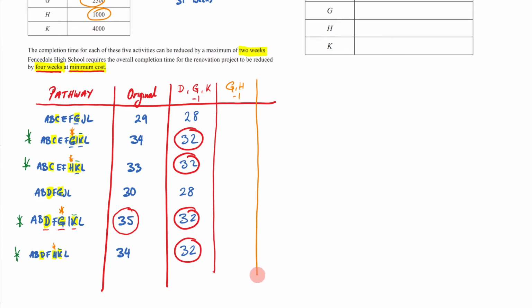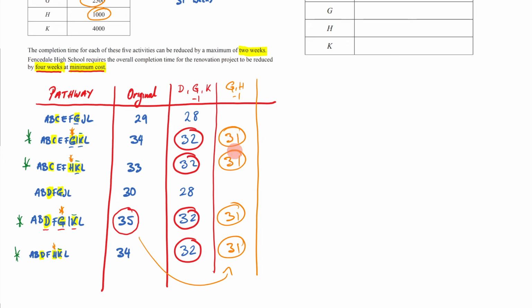So now, if I reduce G and H, and remember, we only really care about these circled numbers here, this 32 will become 31 because it's got one G. This 32 will become 31 because it's got one H. This 32 will become 31 because it's got one G, and this 32 will become 31 because it's got one H. And just like that, I've gone from 35 to 31. That is now my minimum completion time. Remember, these numbers don't really matter because they're not going to be bigger than 31.